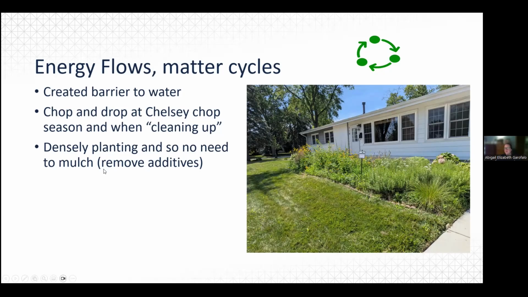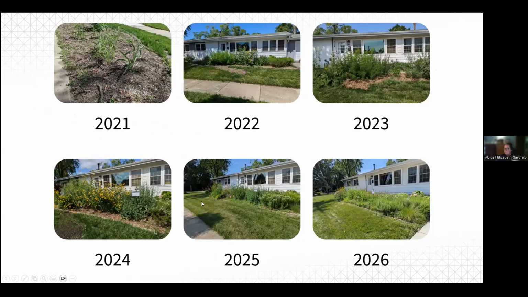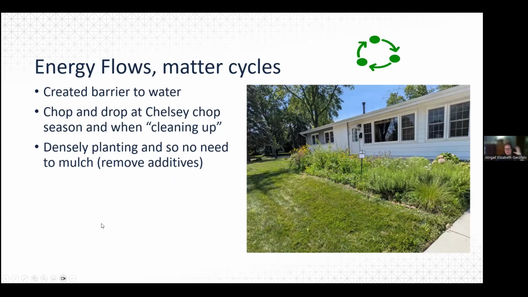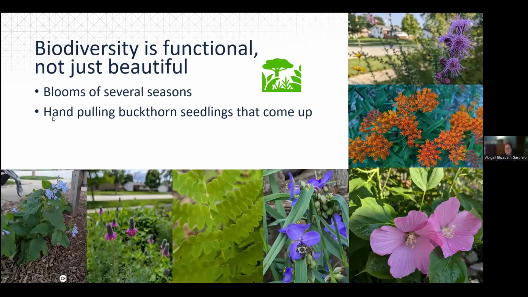But I'm not removing those plants that I'm chopping from the system. I'm just dropping them down onto the ground. And then I'm also densely planting, so I'm not having to add mulch. We just had to mulch other parts of our bed this last spring, and this particular bed, as you saw in previous pictures, I used to have to mulch pretty heavily. I no longer need to mulch this bed because it's so densely planted. So I'm providing a system and structure that's allowing for decreased additives.